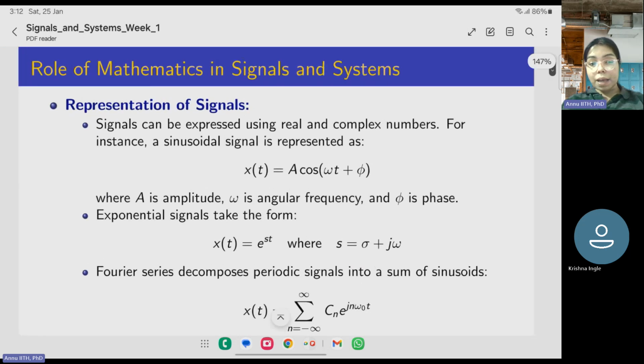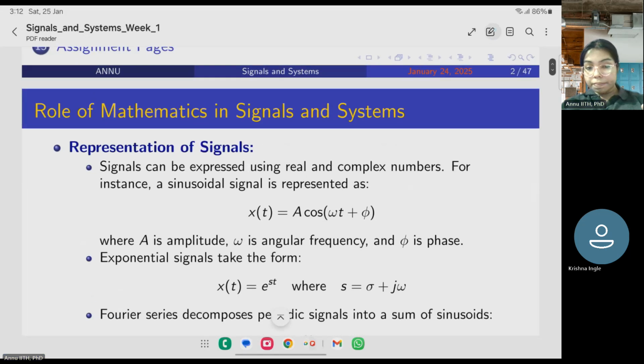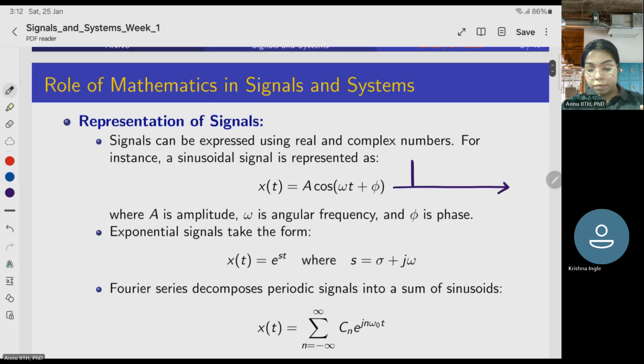Signals can be expressed using real and complex numbers. For instance, a sinusoidal signal is represented as x(t) = A cos(omega t + phi). Any sinusoidal signal has amplitude A, frequency omega, and phase phi. You may wonder what A, phi, and omega are. Phi is the angle measured anti-clockwise with respect to t. Omega is the frequency, that is the harmonics, and t is time.